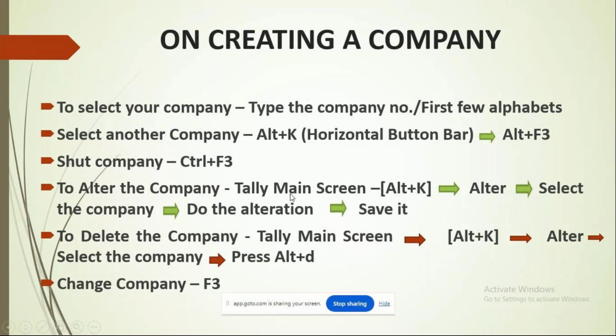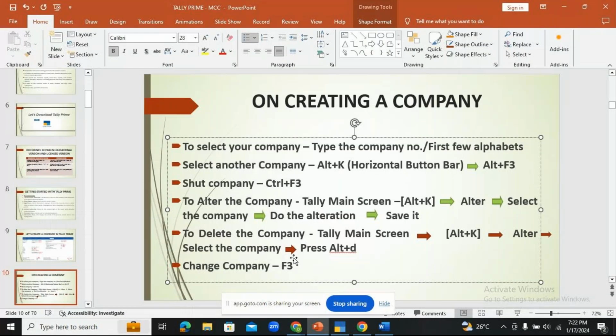To alter the company, suppose we have shifted our office, the address has changed, or there's a change in the contact information, the email ID, or the website of the company. How do we update these changes? Where do we update them? What are the steps involved? That's called company alteration in Tally. Practically, I will show you how to go for it.